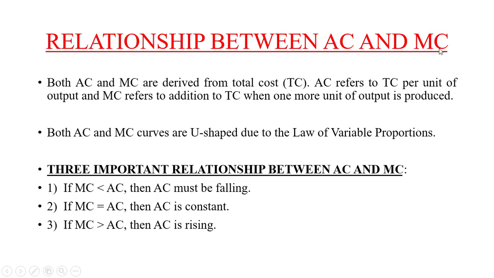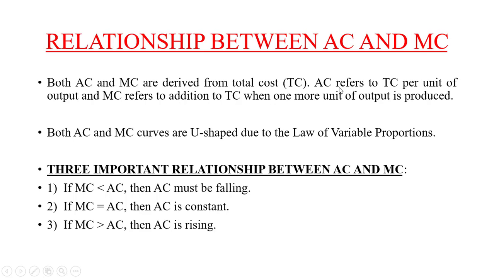So what is the relationship between these two? It is very, very important for you to know it. Now here, both AC and MC are derived from the total cost. Why are they derived from the total cost? Because if we don't know what our total cost is, how can you say what your average cost and what your marginal cost is, right? So whenever the total cost is not there, you cannot know your average cost and marginal cost. To know the average cost and marginal cost, you need to know the total cost.